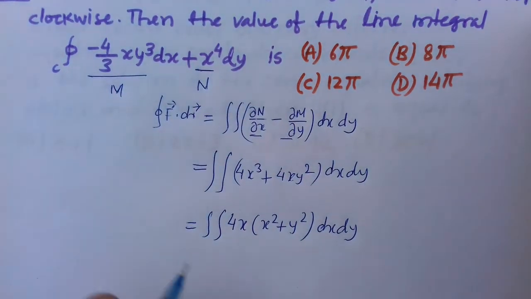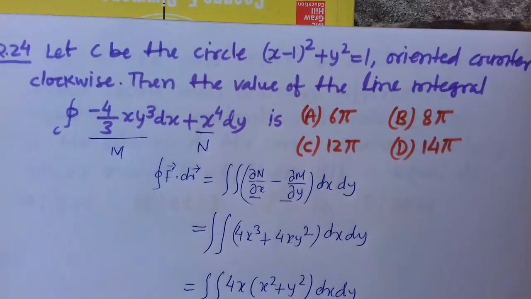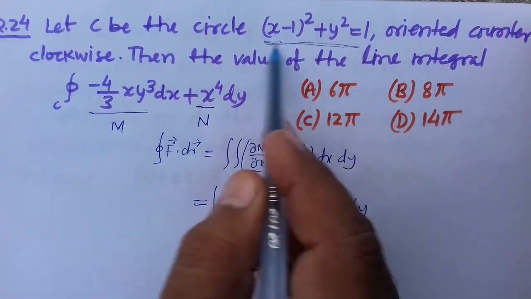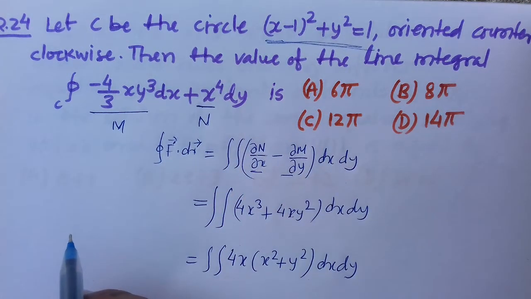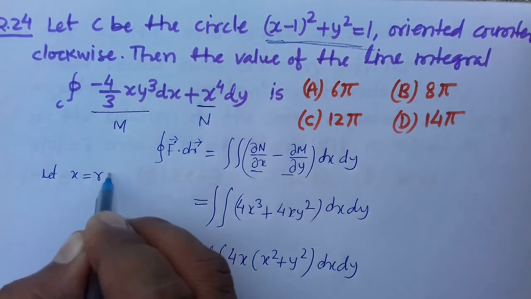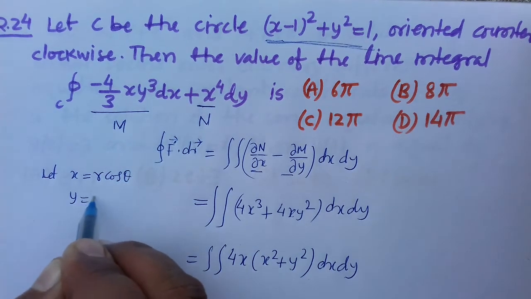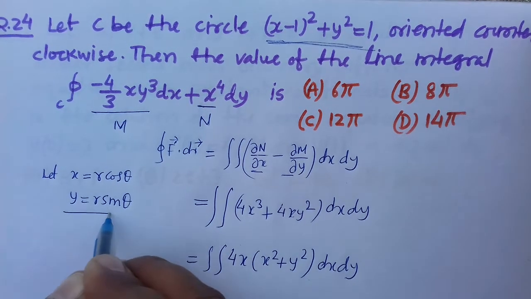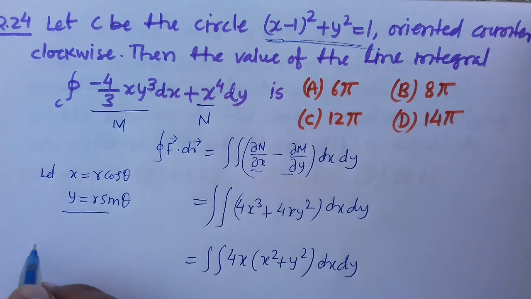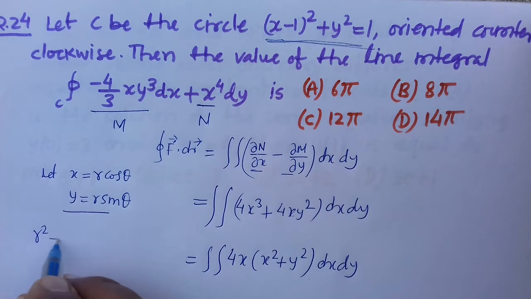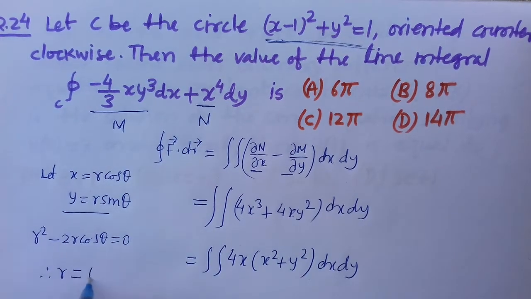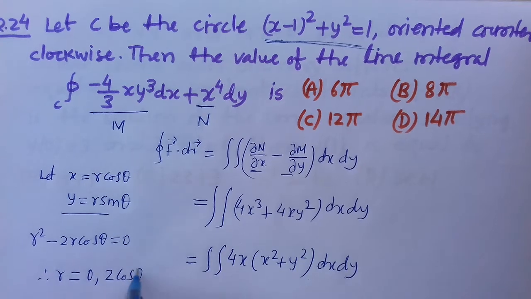Now here we have to find the surface integral for this surface. We are going to use polar coordinates. Let x equal r cos theta, y equal r sin theta. Putting these two values in this equation, we have r squared minus 2r cos theta equals 0. This means that r equals 0 or 2 cos theta.